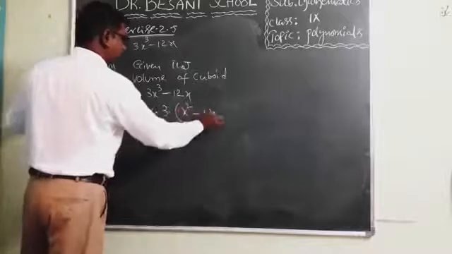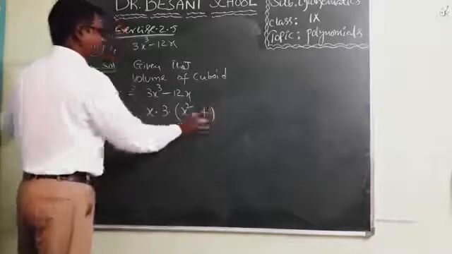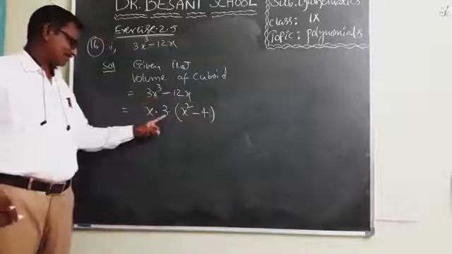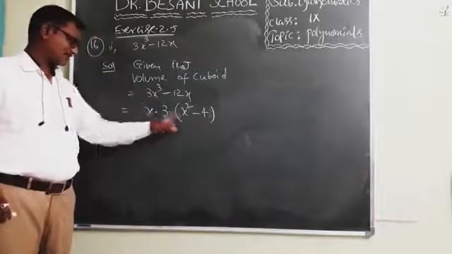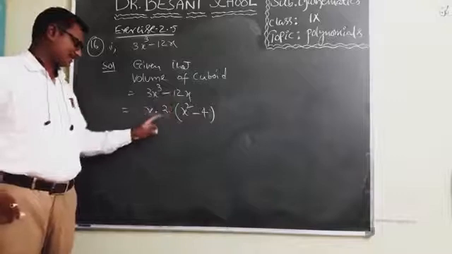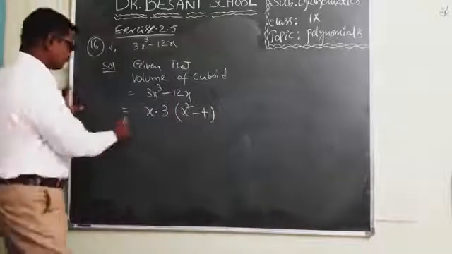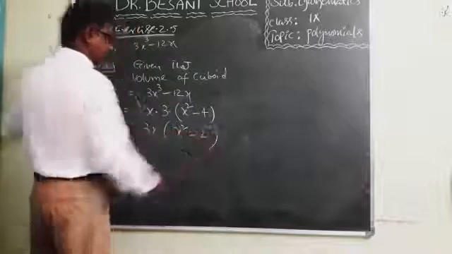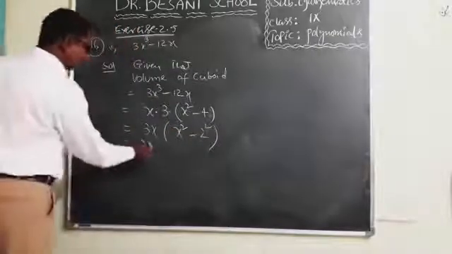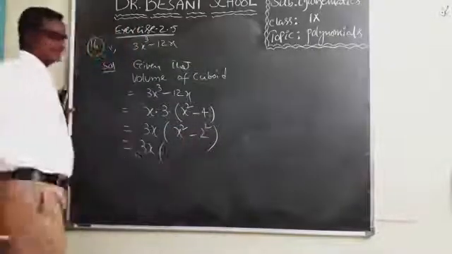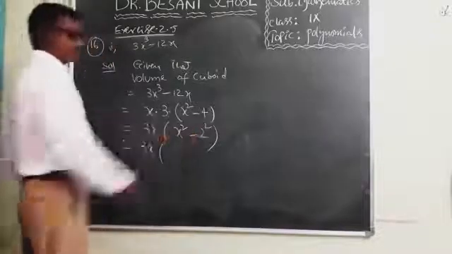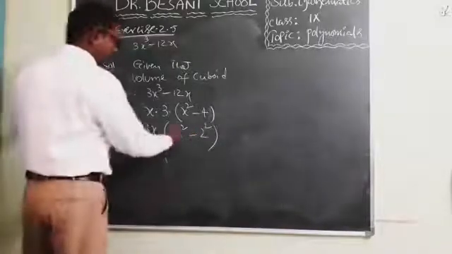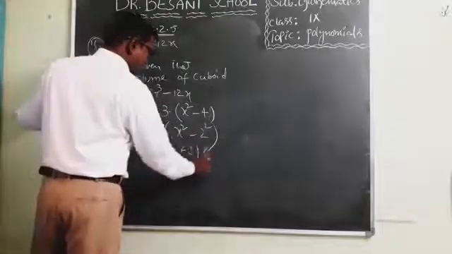1 x square is there, minus 4 is there. Once verify, children. X into x square, x cube. Yes, 3x into x square, 3x cube, minus 3x into 4, 12x. That is x into 3 means 3x. So what is x square minus 4, how will you write? 2 square. So this is 3x into, it is of the form a square minus b square. What is the formula for a square minus b square? a plus b into a minus b. So x square minus 2 square means x plus 2 into x minus 2.